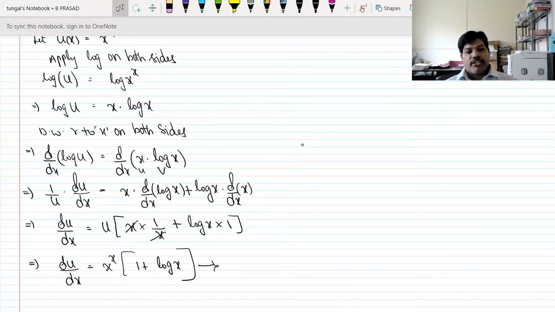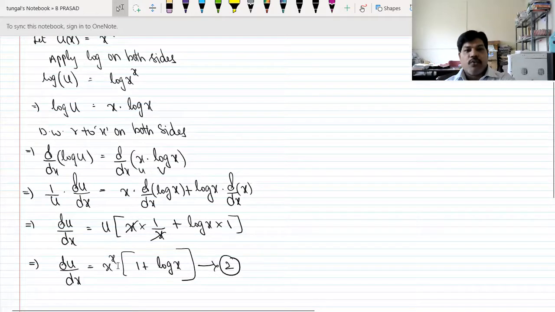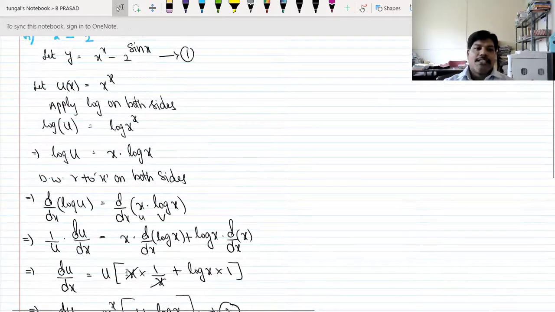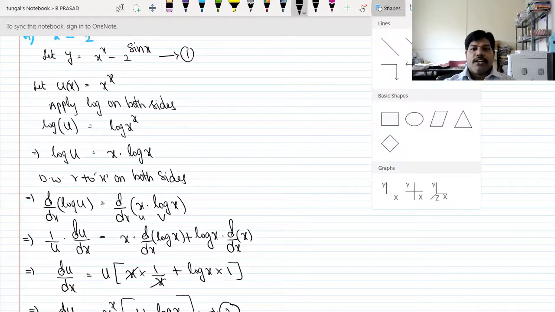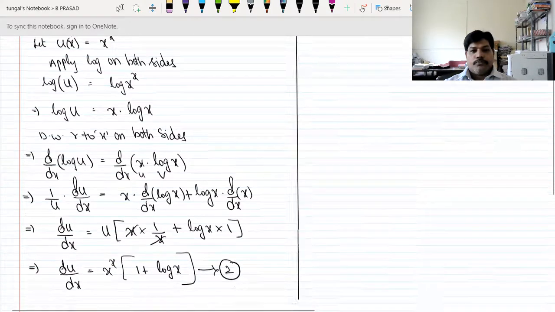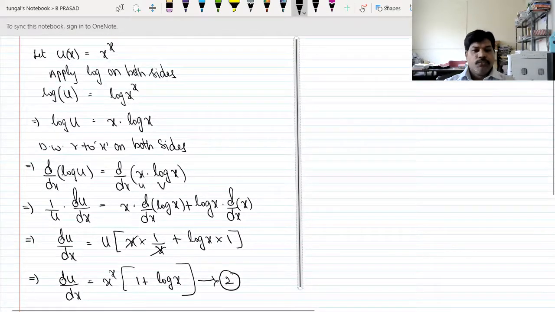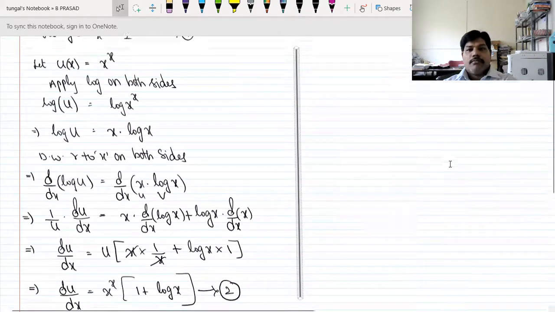I will take this as equation number 2. So this x power x, which I am taking as u, has the derivative x power x into 1 plus log x. And the second function is there, students. What will I take? I will take the second function here. What is the second function?